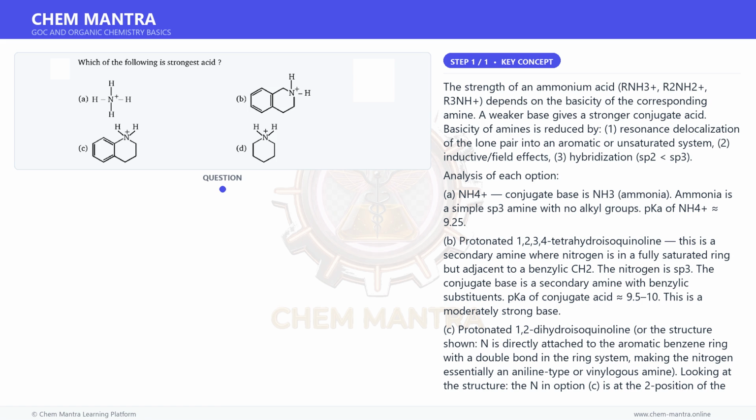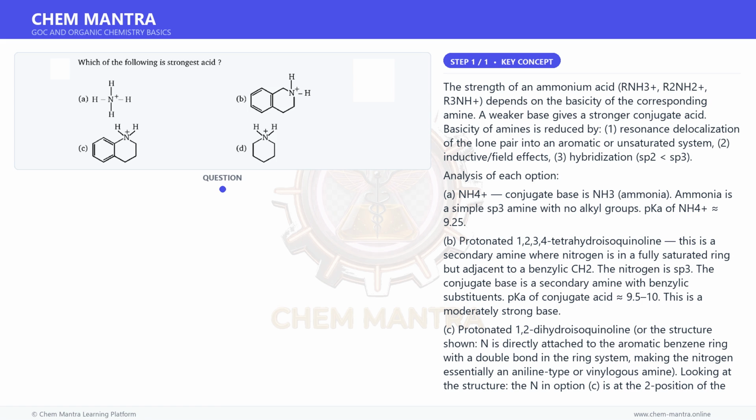C. Protonated 1,2-dehydroisoquinoline, or the structure shown, where N is directly attached to the aromatic benzene ring with a double bond in the ring system, making the nitrogen essentially an aniline type or vinylogous amine. Looking at the structure, the N in option C is at the 2 position of the dehydroisoquinoline where the C1 is equal to N bond or the N is directly bonded to the aromatic ring carbon. This means the nitrogen lone pair is delocalized into the aromatic ring, analogous to aniline, drastically reducing basicity.